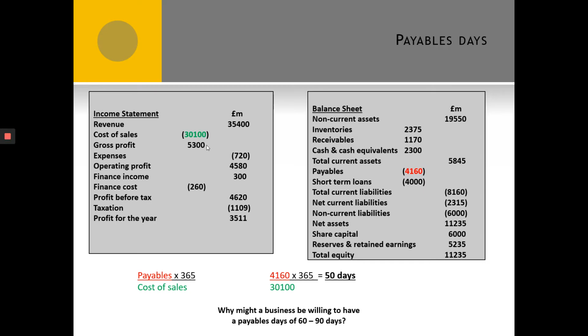What kind of conclusions can we draw from that? As a business, if you've got 50 days to pay your bills, is that positive? Is that negative? And how is that going to impact your cash flow? And then think about, why might a business be willing to have payable days of 60 to 90 days, so 2 to 3 months? Pause the video now and have a go answering the question.